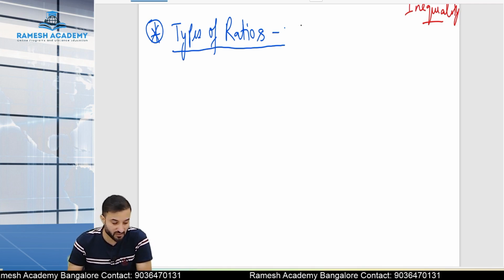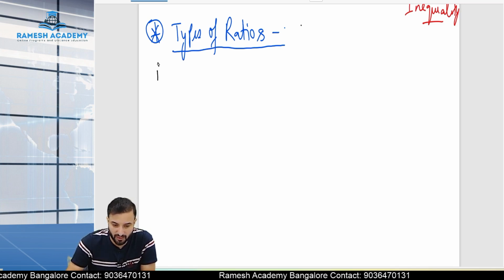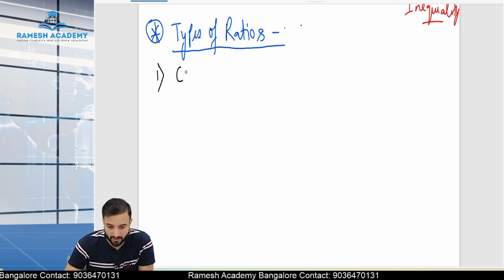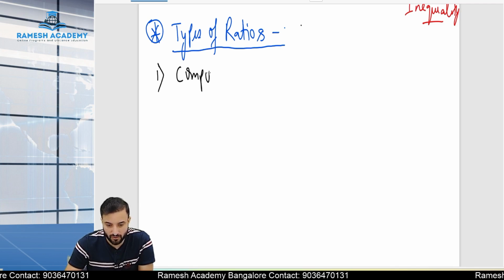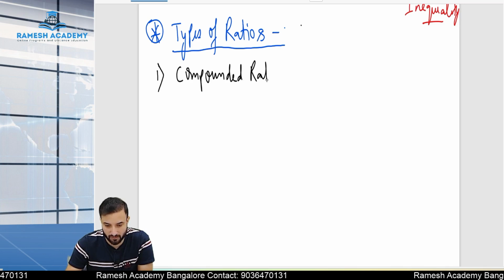So, types of ratio. The first type is compound ratio. You can say compound ratio or compounded ratio, both are the same.